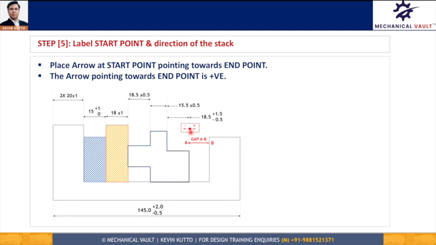Now, as you see, the direction from start to end is shown positive and the opposite direction is shown negative. So from an interpretation perspective, positive means clearance and negative means interference. This positive and negative convention is shown at the start point with the dot and arrows pointing in both directions. That is our fifth step of stackup analysis.